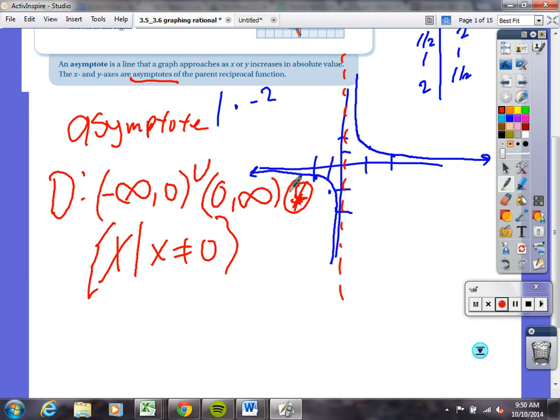Okay? Now, what's our range? What number is y not touching? Why can we never be 0? Because 1 divided by what number will ever give me a 0?